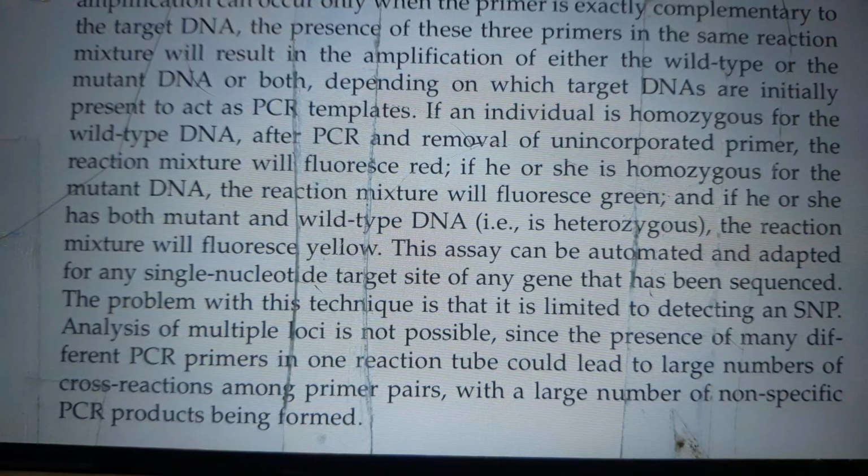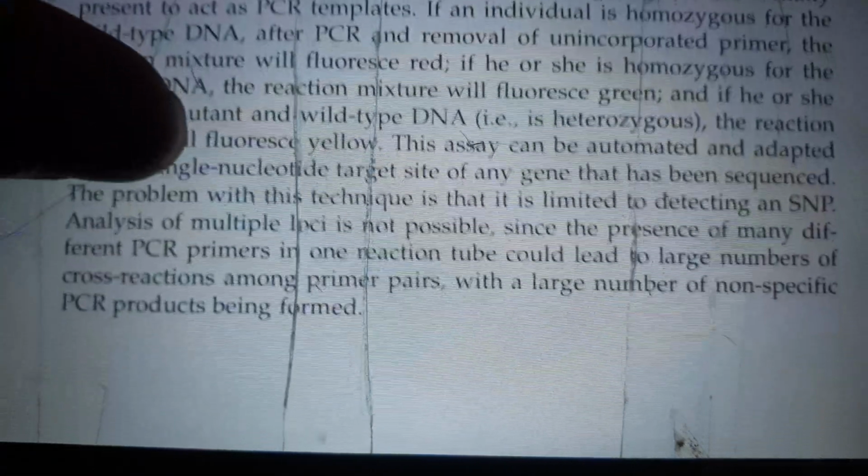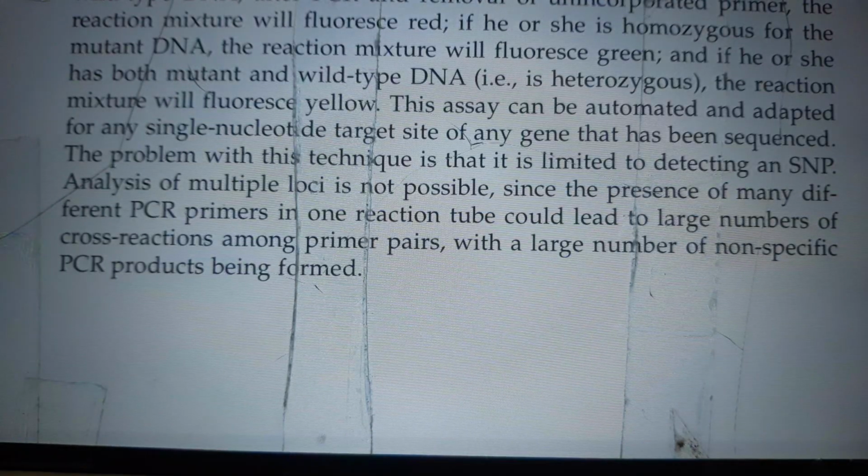If an individual is homozygous for the wild-type DNA, after PCR and removal of unincorporated primer, the reaction mixture will fluoresce red. If he or she is homozygous for the mutant DNA, the reaction mixture will fluoresce green, and if he or she has both mutant and wild-type DNA, that is, heterozygous, the reaction mixture will fluoresce yellow.